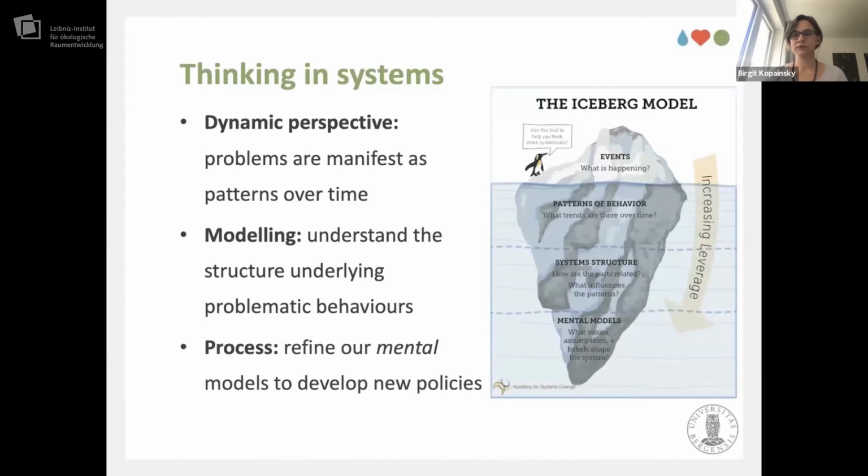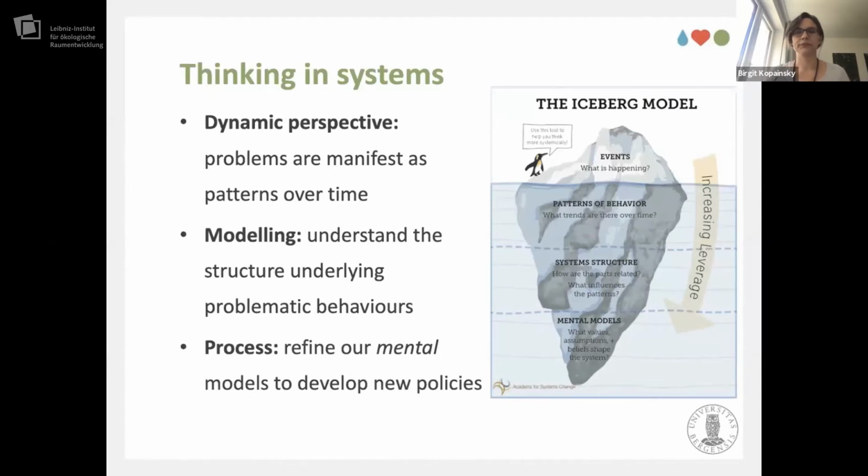And I've mentioned this before, learning is a big thing. So by moving away from events and looking at patterns of behavior, at system structure, we try to learn more about the system. We try to refine our own mental model so that we're better equipped to develop policies that do not have unintended consequences, that do not backfire.